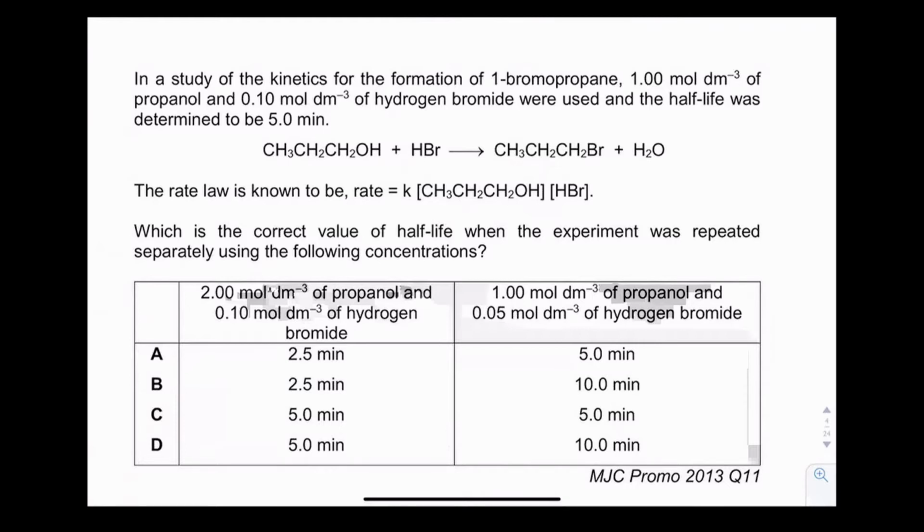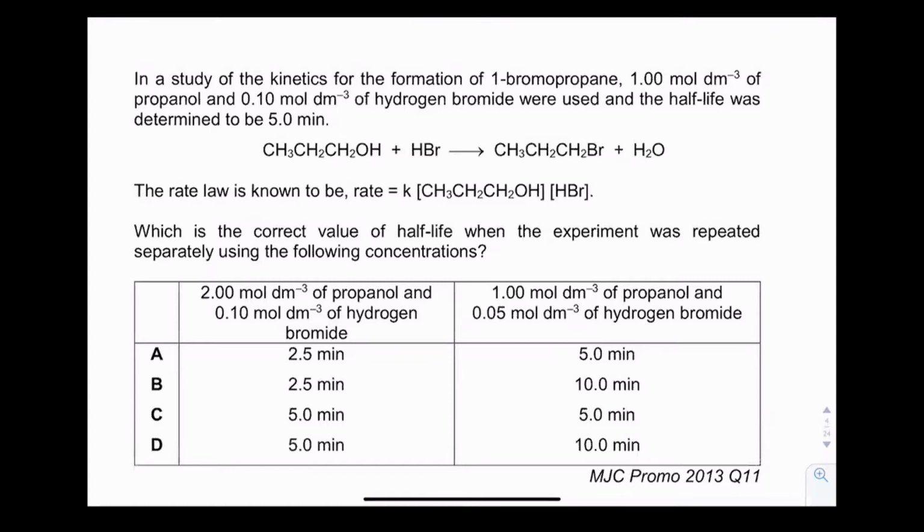Today is the second question of kinetics, and we'll be doing this question where it touches on pseudo first order reaction, as well as half-life. So over here, let's take a look. In a study of the kinetics for the formation of 1-bromopropane, 1 mole per dm cube of propanol and 0.1 mole per dm cube of hydrogen bromide was used, and the half-life was determined to be 5 minutes. So both are the reactants.